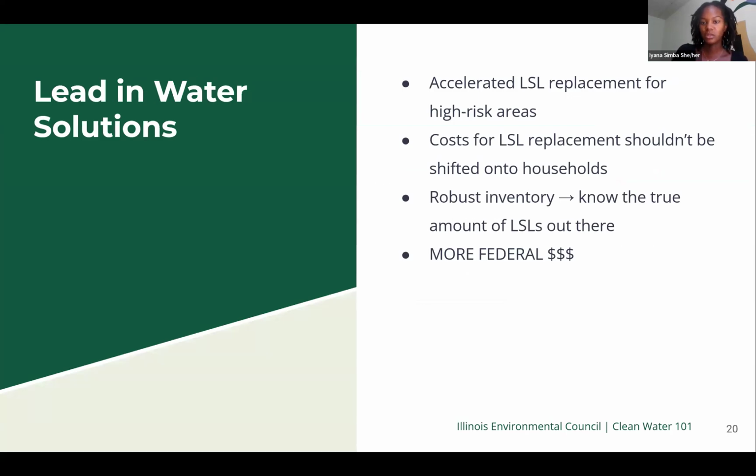Further, we need to speed up lead pipe replacement, especially for high risk areas. So thinking about daycare centers and communities that are exposed to lead through other avenues, such as in the air or through soil. And then we need to be able to practically subsidize the lead service line replacement. It can cost anywhere from $3,000 to $25,000 to replace a lead pipe. That is extremely unaffordable for most Illinoisans, and people did not ask for lead pipes to be installed. Therefore, they shouldn't have to be on the hook for the full cost of replacing them. And with all things, we need more federal money.